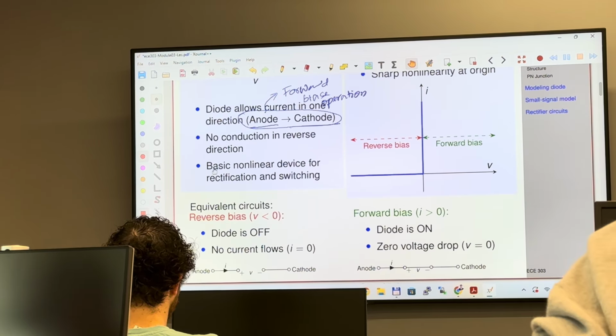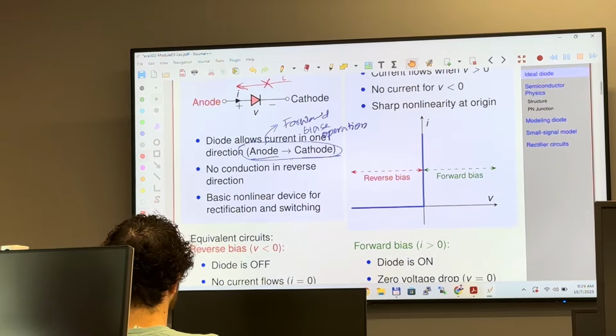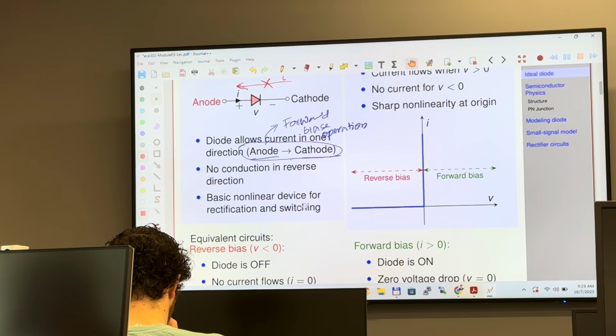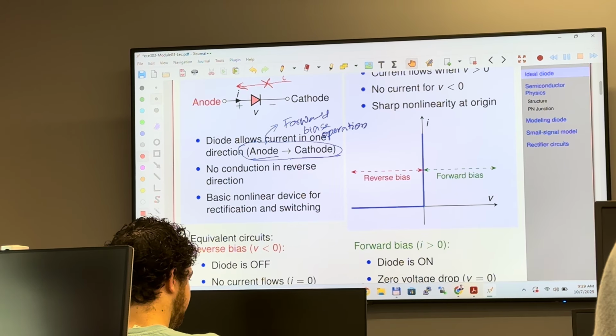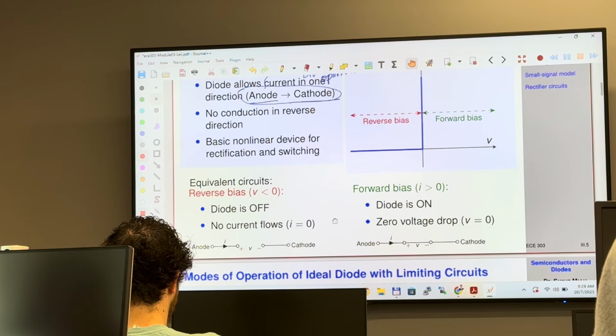Now, the diode is basically the basic nonlinear device for rectification and switching. Switching means just on or off, and you will see in a moment what it means.